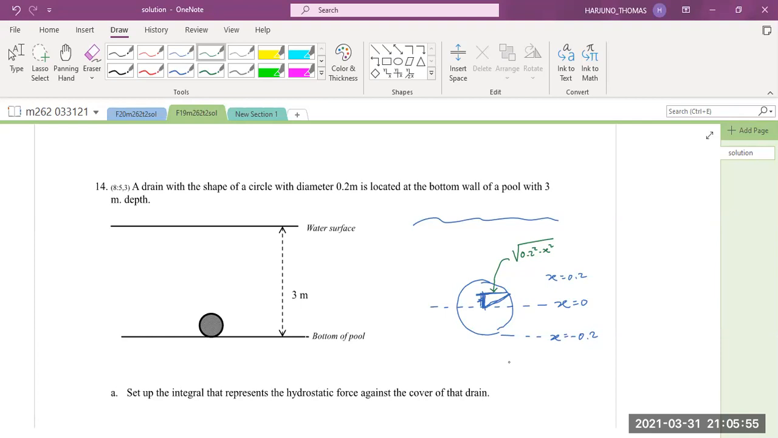Is it right? Now, we know that the whole thing here is 3 meters. This will be 0.2 here. So this is only 2.8 meters.